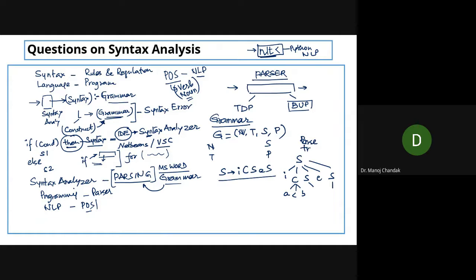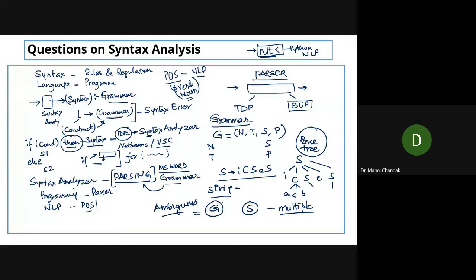And for every string in your program, you can construct a parse tree. And if for a grammar and for a string you can construct multiple parse trees, then the grammar is called an ambiguous grammar.